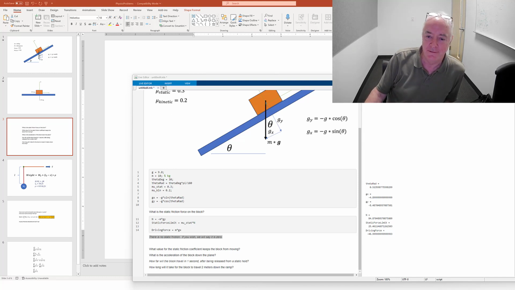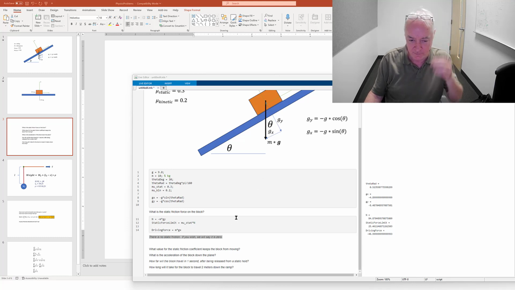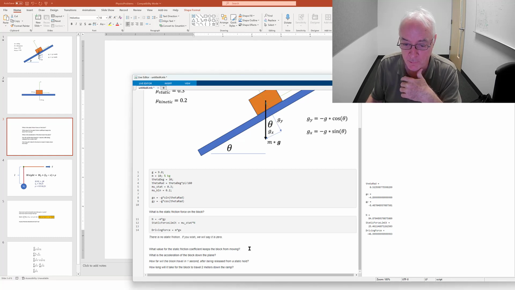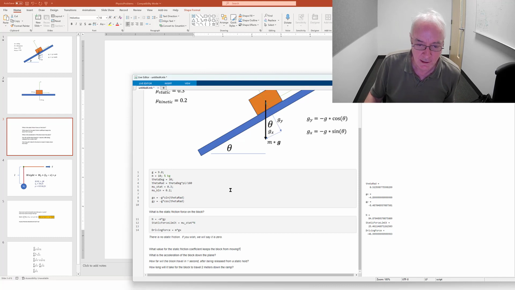So let's continue with this inclined plane problem. We'll just pick up from where we left off. We answered that first question. Second question: what value of the static friction coefficient keeps the block from moving? Well, that's kind of an easy one, I believe.